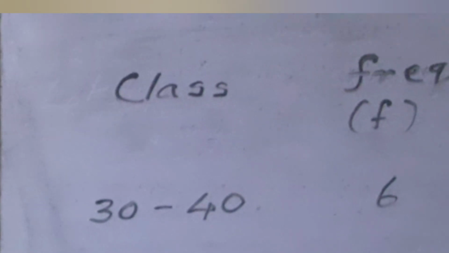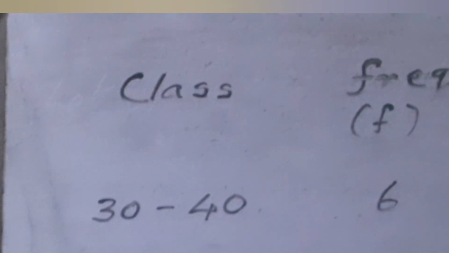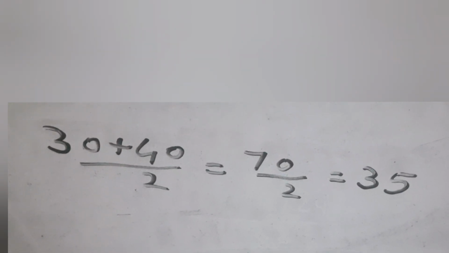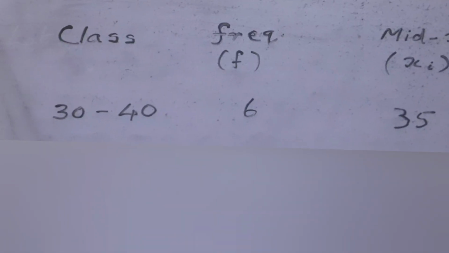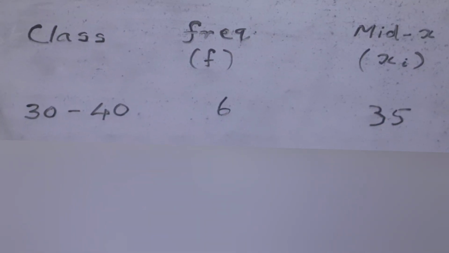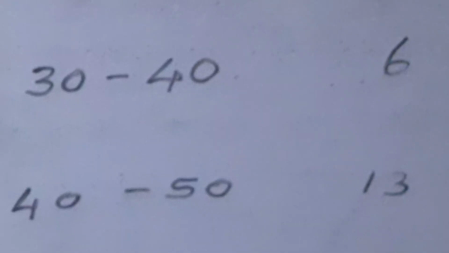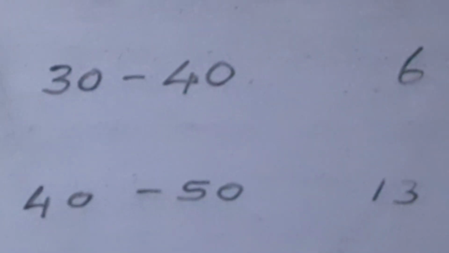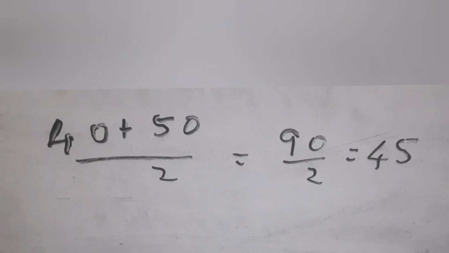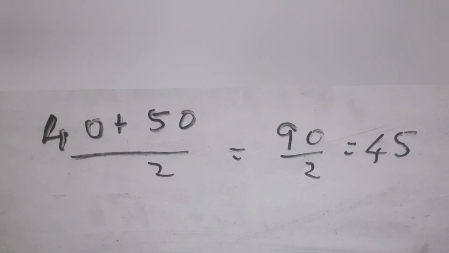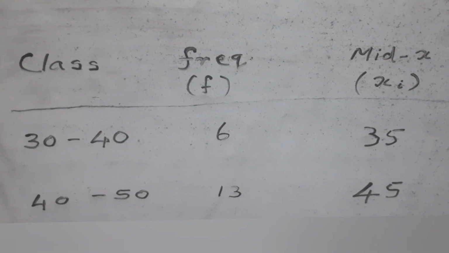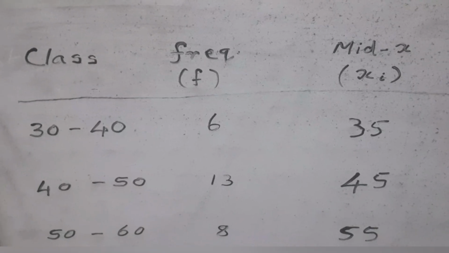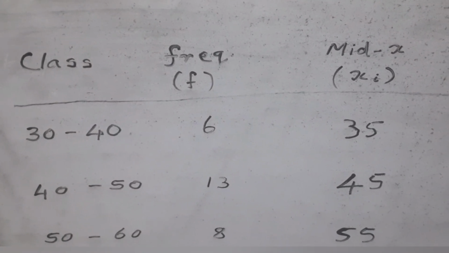For the first interval, 30 to 40, we first find the mid value, either using (30 + 40) divided by 2, which gives 35, or by just inspection. In the same way, for the second interval, 40 to 50, the mid value would be 45 by inspection, or you can use (40 + 50) divided by 2, which gives 45. Similarly, find the mid value for all the intervals.